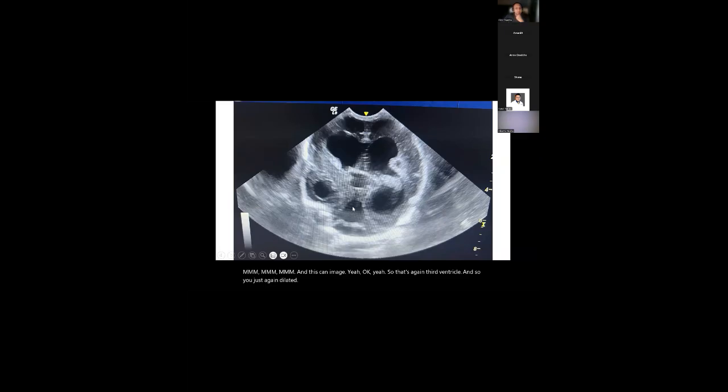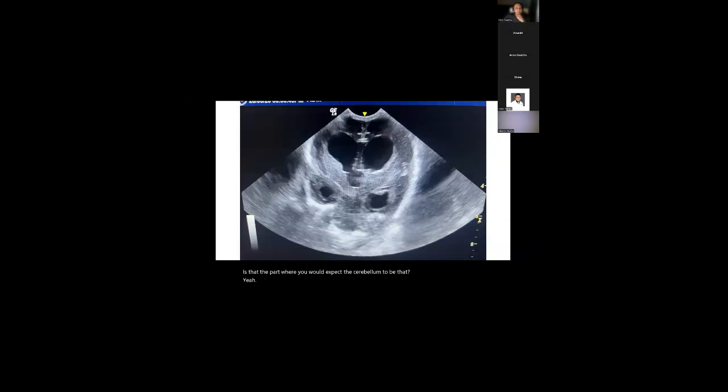Is that the part where you would expect the cerebellum to be? That would be where the cerebellum is. It's a little bit hypodense at this point. The areas that really worry you, I mean, there's dilatation, is this area over here, where there's leukomalacia. That is really worrying.